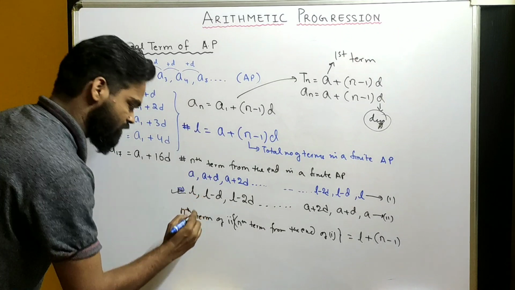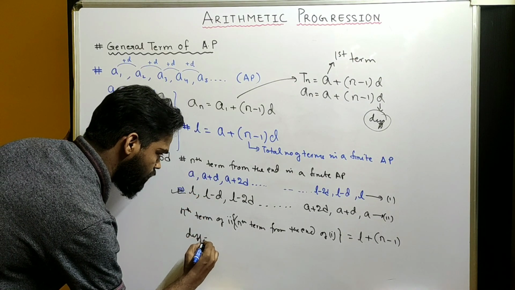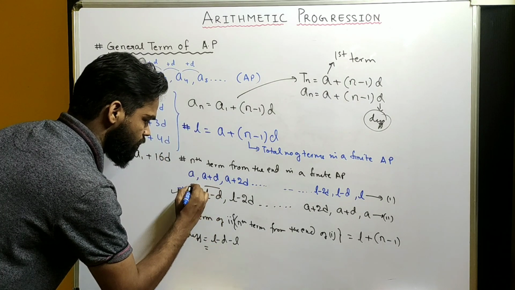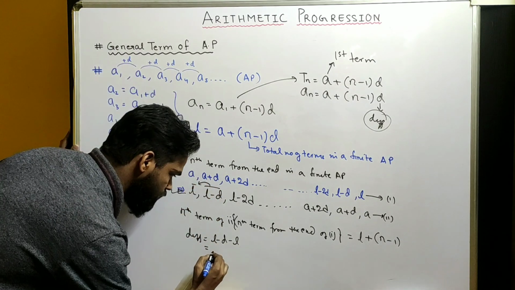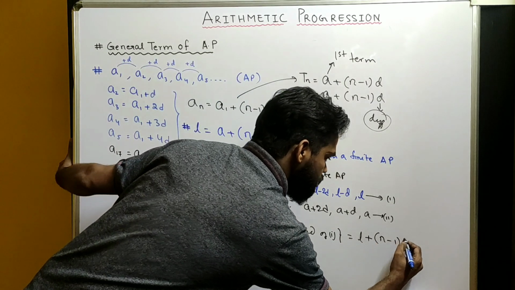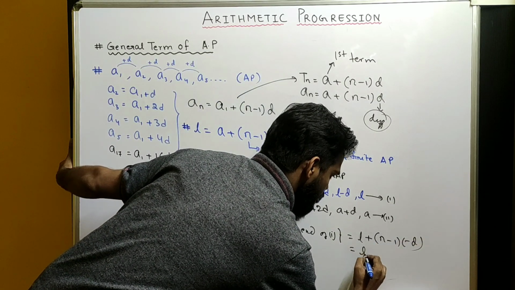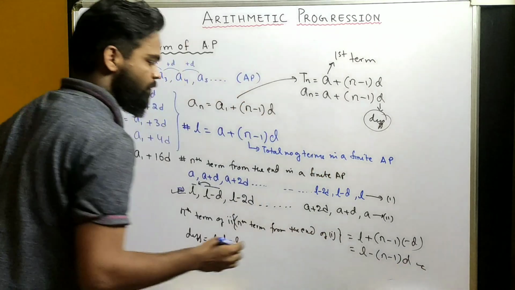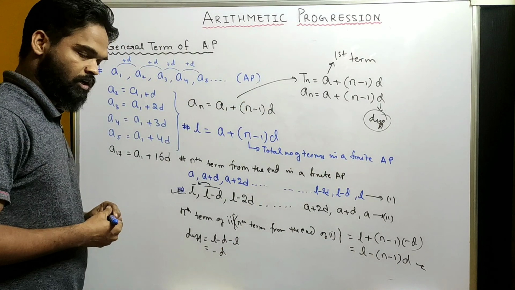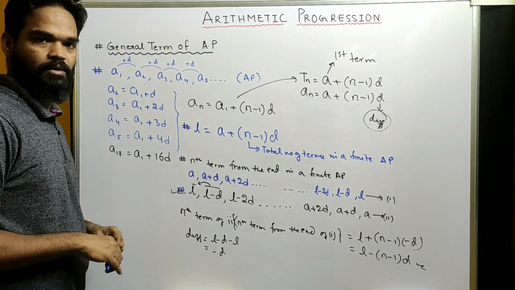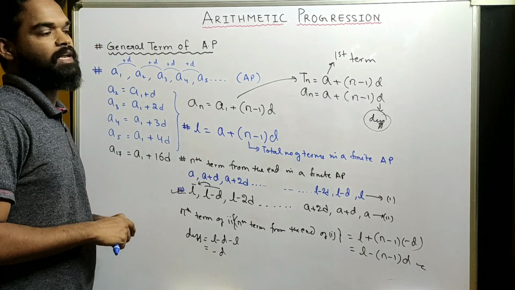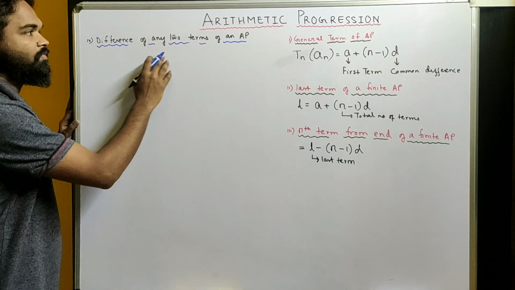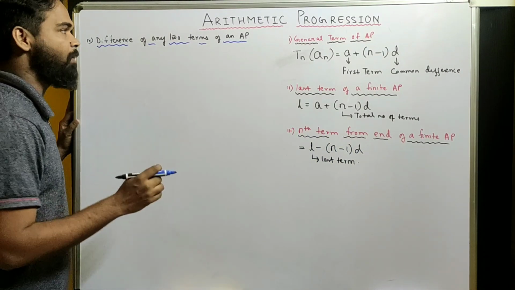If you look at the common difference over here, it is l minus d minus l, this minus this, that's minus d. So the nth term from the end is l minus (n minus 1)d. So this will be the nth term from the end of a sequence in AP. Clear?